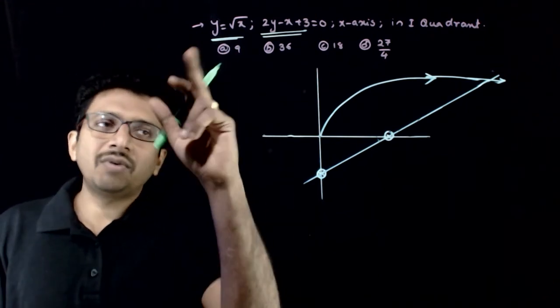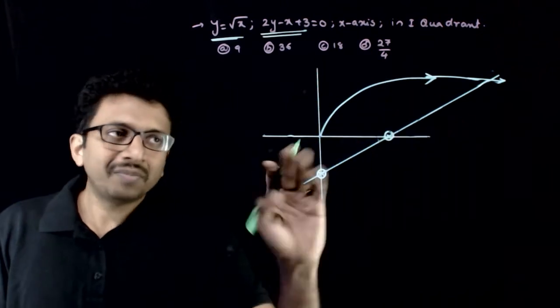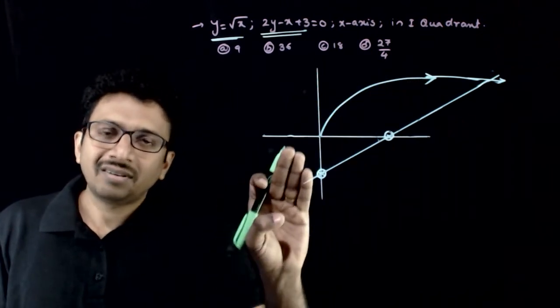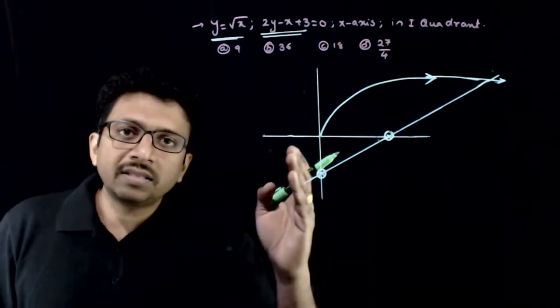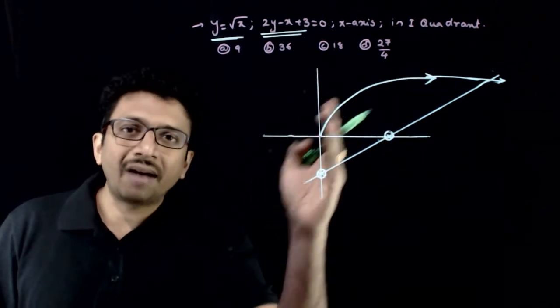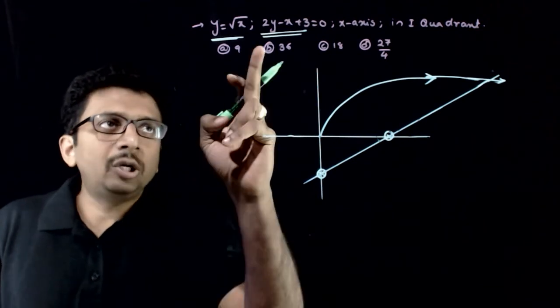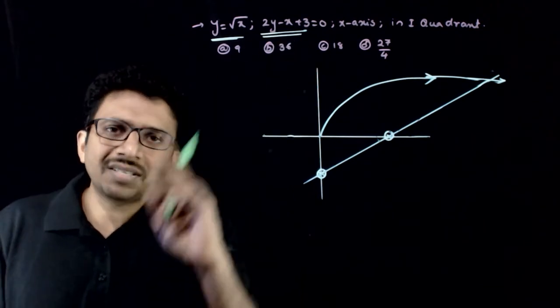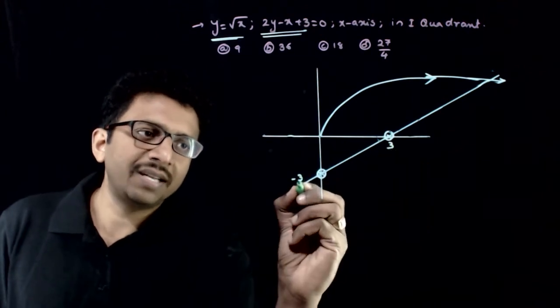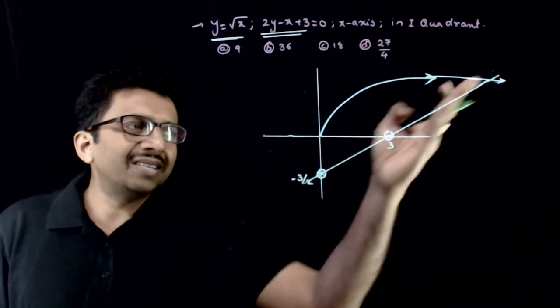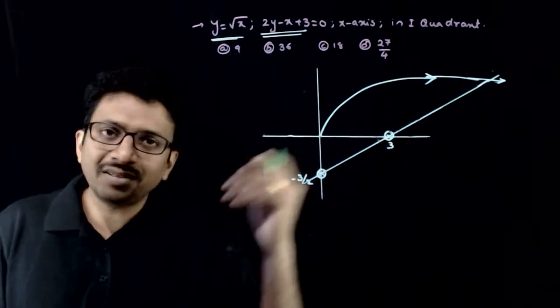So we know that y is equal to root x is half a parabola. Y square is equal to x represents a complete horizontal parabola, so y is equal to plus root x represents the upper half of the curve. And 2y minus x plus 3 is equal to 0 is a standard straight line with x-intercept as 3 and y-intercept as minus 3 by 2. And they'll intersect at some point after this.